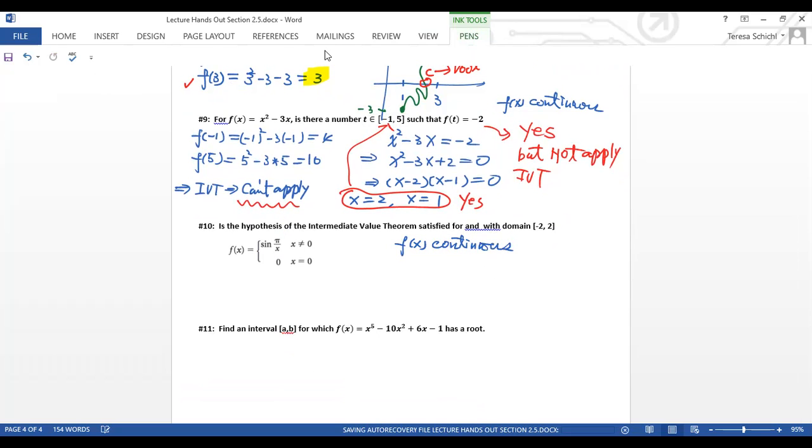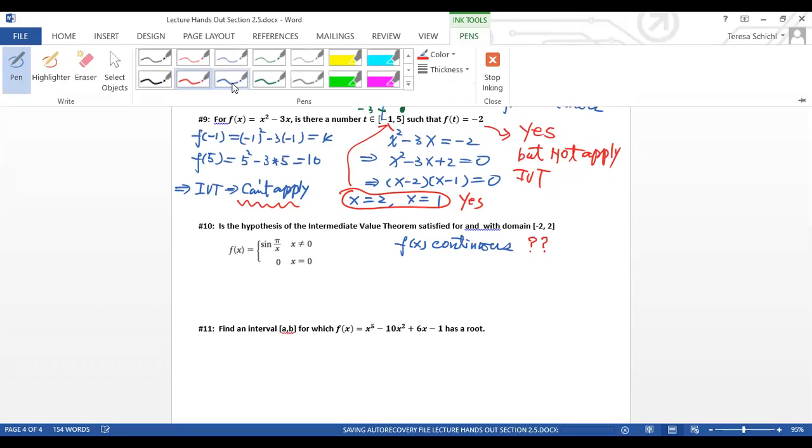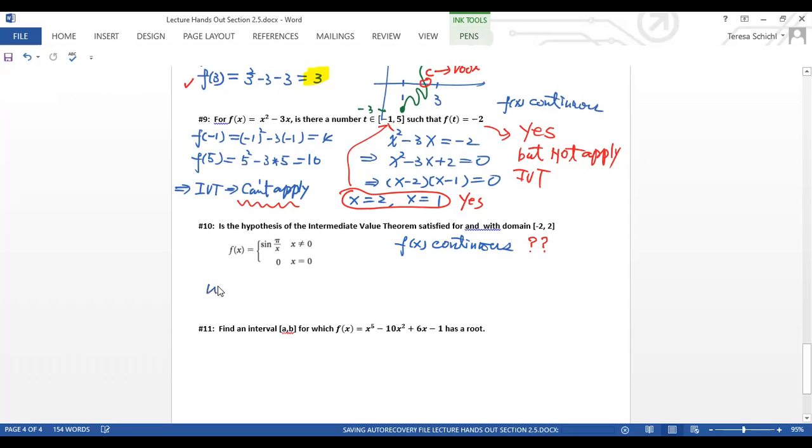Yes, f of x is continuous. Well, between negative two and two, I know that when x is equal to zero, the sine function is a continuous function. But when x is equal to zero, we just did this, right? So we know it's very similar.